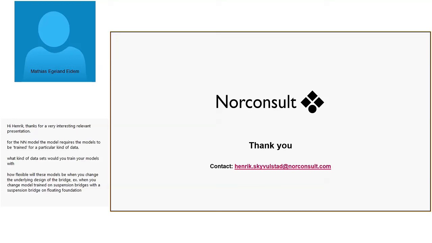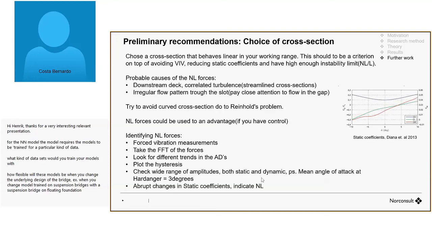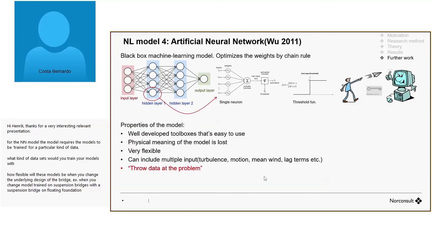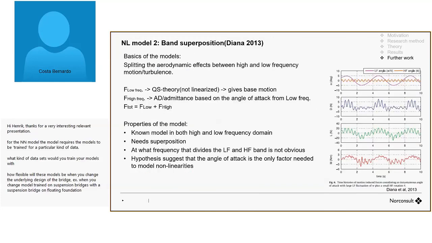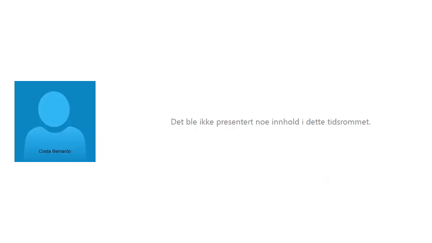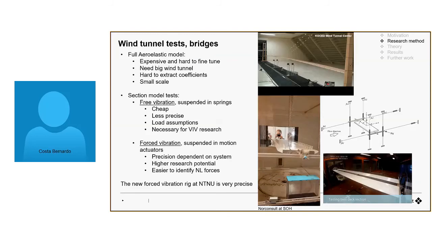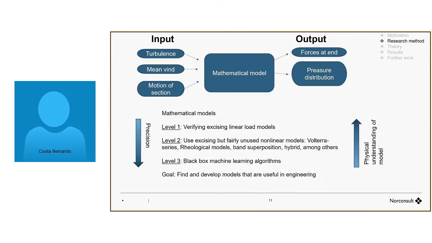Hi, Henrik. Maybe I have a question for you. Can you hear me? Yeah, I can hear you. Okay. So these mathematical models, as you described in one of the slides, you get the input: turbulence, mean wind, and the motion of the section, and they try to predict the forces and the pressure distribution, right? But these are very case specific, I would think. So for two different cross sections, they're completely different. Would that be right?